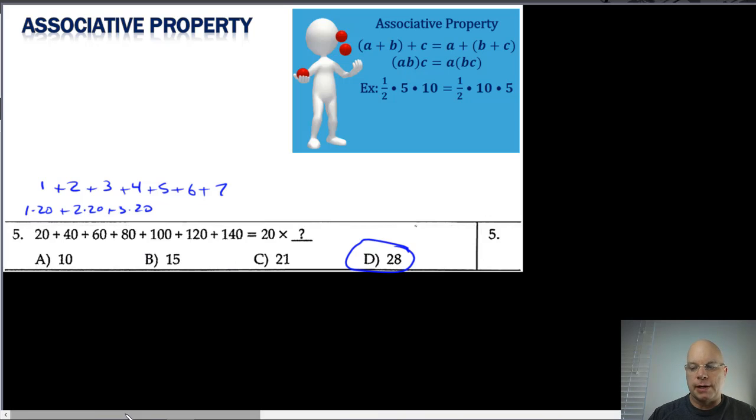you won't do something like take your calculator and do 20 plus 40 plus 60 plus 80 and then divide by 20 at the end. It's just a time waster. They allow you to use a calculator, but you should be able to tear through problems like this in literally seconds if you understand your properties.